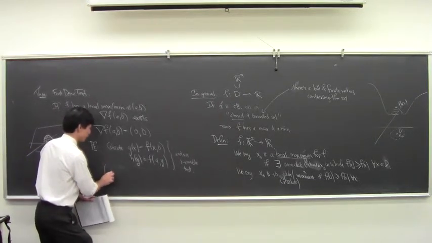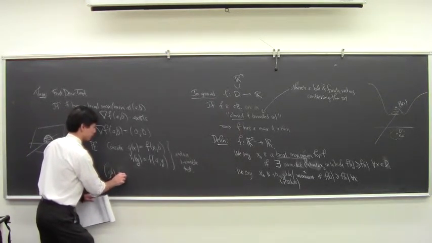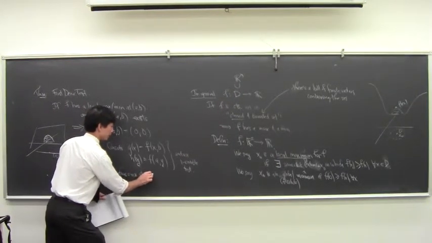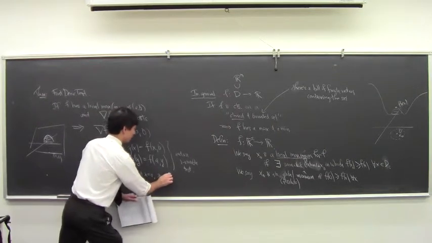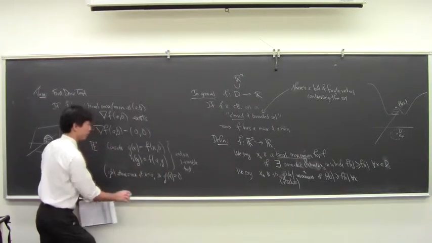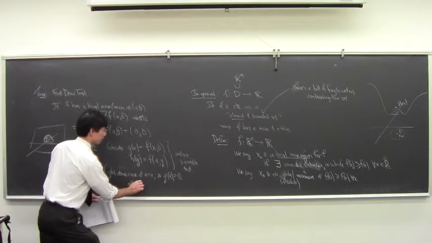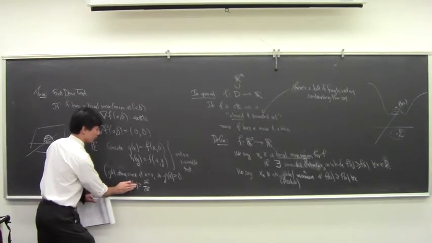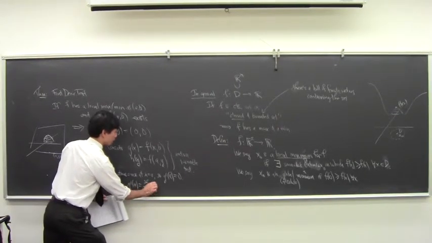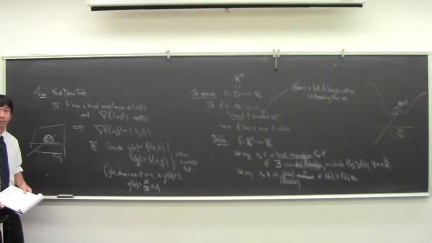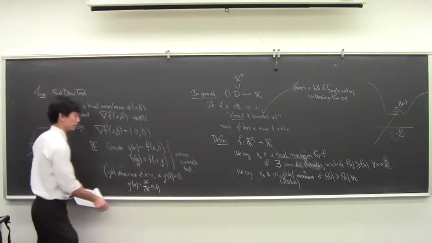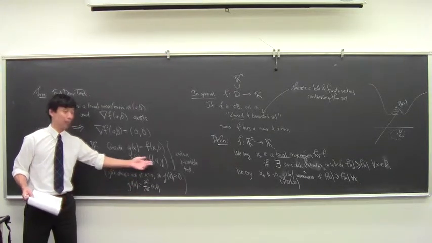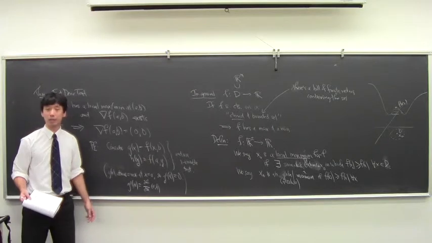g of x attains a max at x equals a, so g prime of a is 0. But g prime of x is the partial of f with respect to x. So g prime at a is the partial at (a, b). So that tells you that the partial with respect to x at (a, b) is 0, and similarly the partial of f with respect to y at (a, b) is going to be 0.